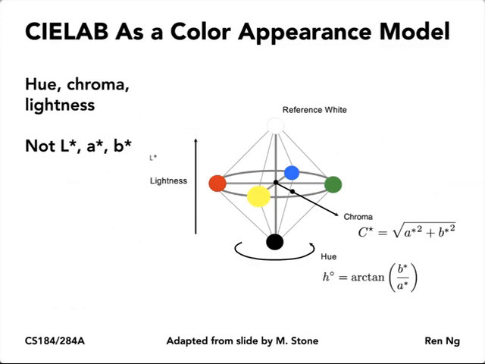From L star, A star, B star coordinates, we can calculate what the color appearance should be. So how light it is, you can take directly from the L star. Is it very close to black? Is it very close to white? The hue, which is the color of the rainbow, you can take by calculating the angle around this circle here in these opponent axes that are drawn here. So it's the arctangent of B star divided by A star, literally.